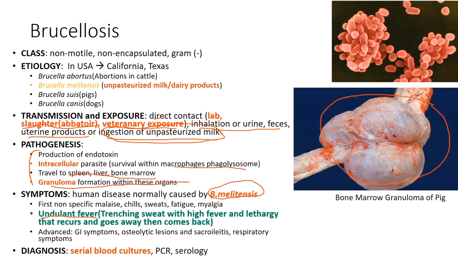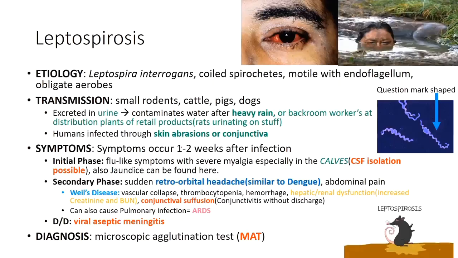And then it goes away. Then they come back, right? Where when we were talking about chikungunya, that was more associated with recurring joint pain. So these are some things you want to differentiate based on something that recurs, okay? Advanced, so you can have GI symptoms, osteolytic lesions, and sacroiliitis, all those sorts of things. And then you want to do serial blood cultures and PCR for a diagnosis.